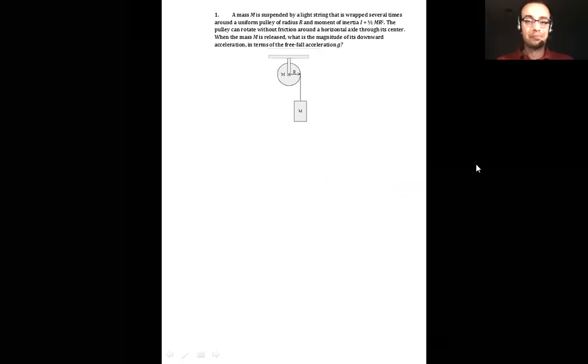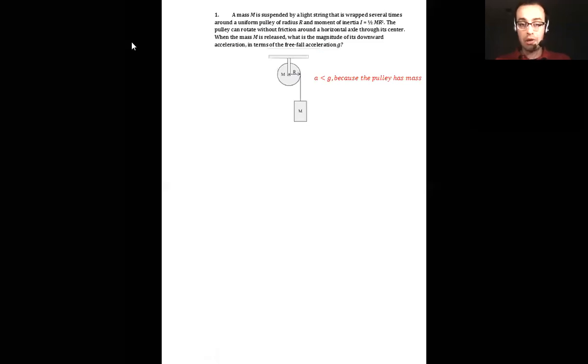Okay, so a mass m is suspended by a light string that is wrapped several times around a uniform pulley of radius r and a moment of inertia I equals 1/2 m r squared. The pulley can rotate without friction around a horizontal axle through the center. When the mass m is released, what is the magnitude of its downward acceleration in terms of free fall acceleration g? The first and most important thing to note here is that the downward acceleration is going to be less than g because this pulley has mass and it's not going anywhere.